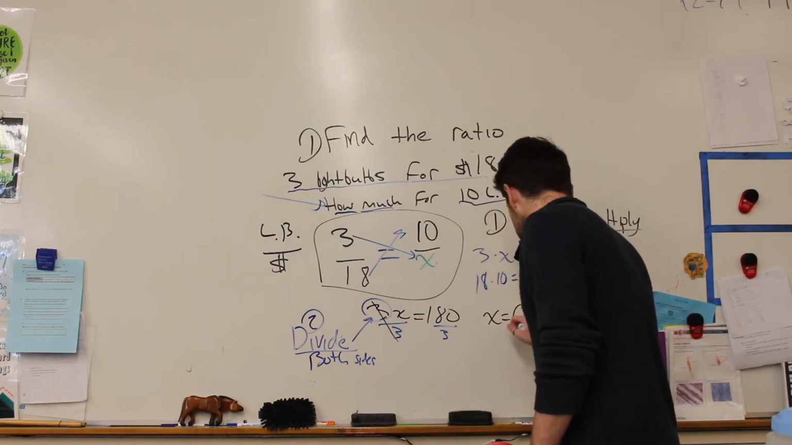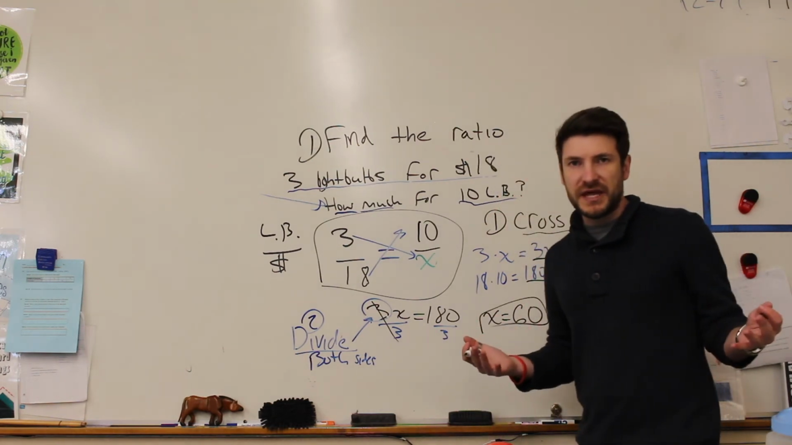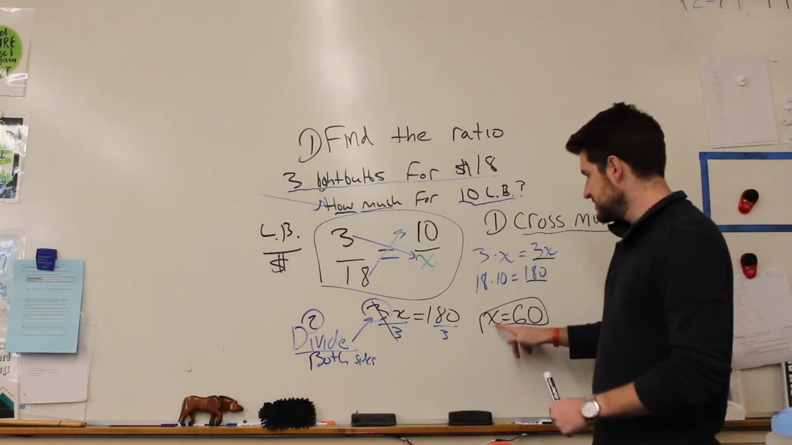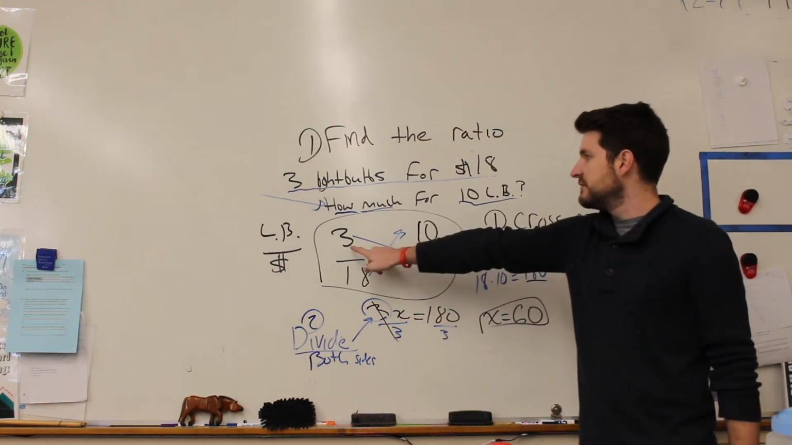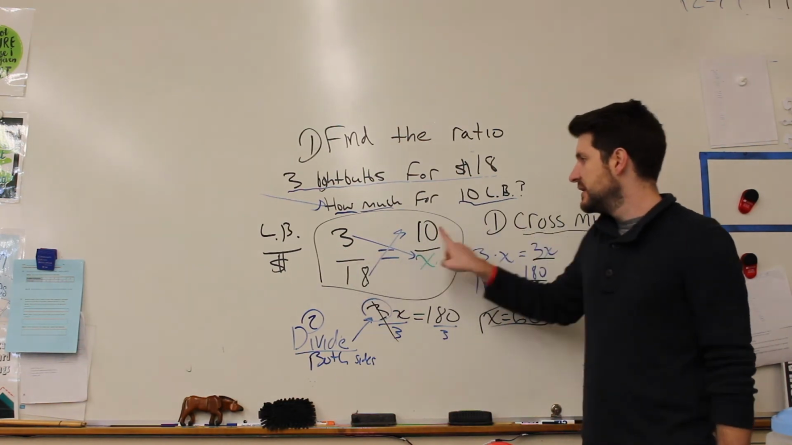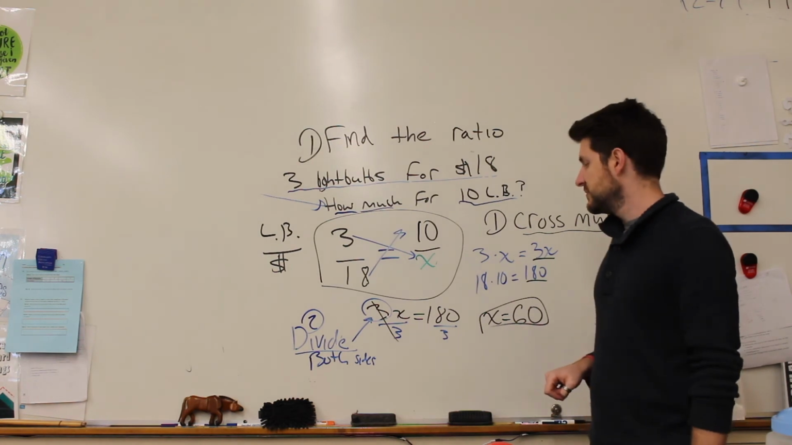X equals 60. What are we going to do with that information? Well, X equals 60, X goes here. So if 3 light bulbs cost $18, 10 light bulbs cost $60.